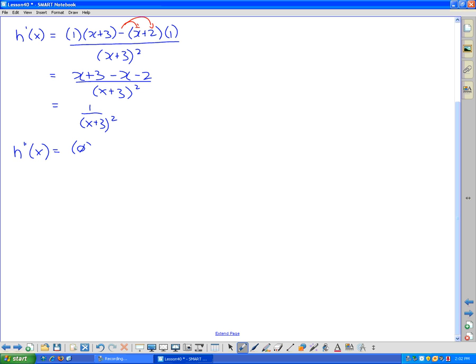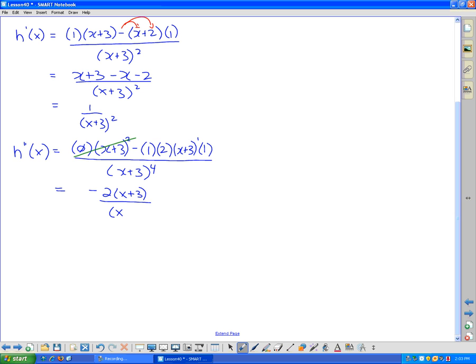So it'd be 0 if I keep on with the quotient rule, minus 1 times 2 times x plus 3 to the 1, and that's going to be all over x plus 3 to the 4th now. First term's being multiplied by 0. Second term, so we end up with negative 2 times x plus 3 over x plus 3 to the 4th. And that reduces to negative 2 over x plus 3 to the 3rd. So there we go. We've got our two derivatives taken care of.